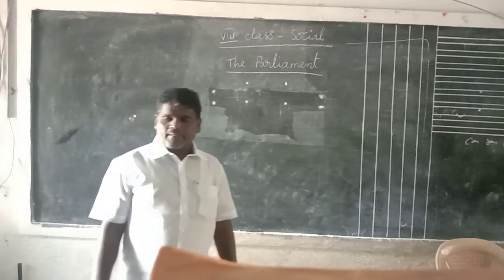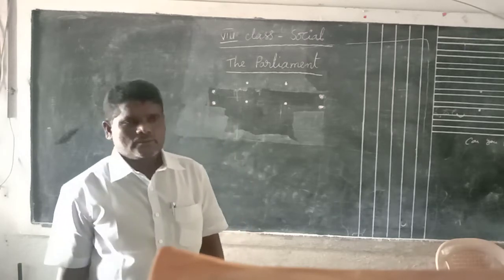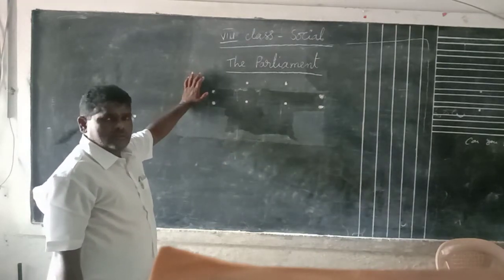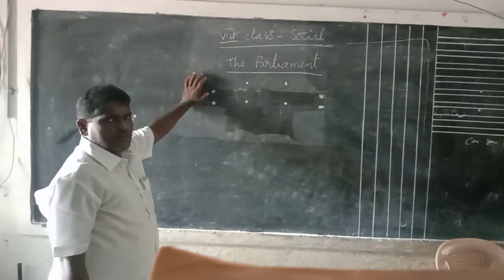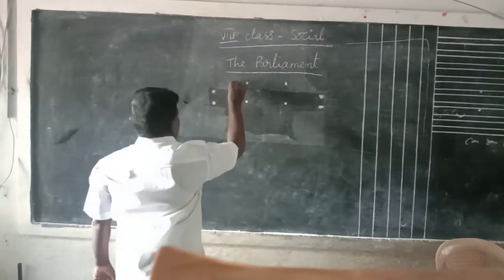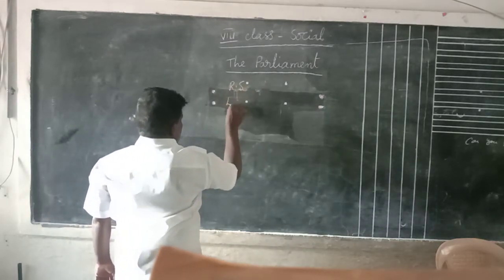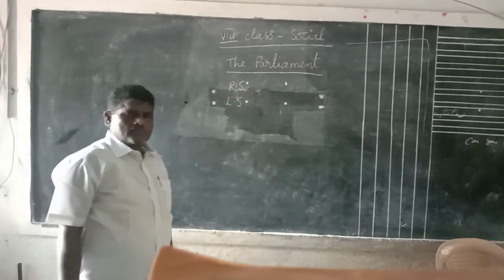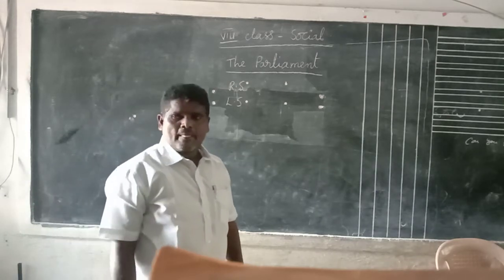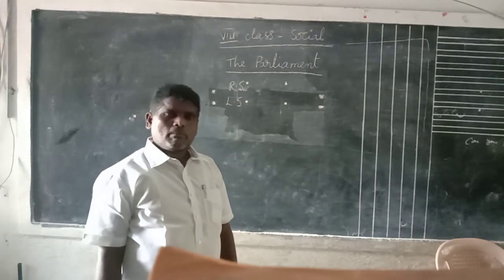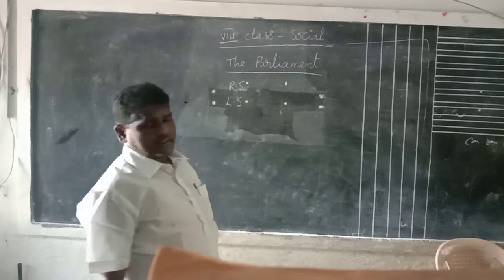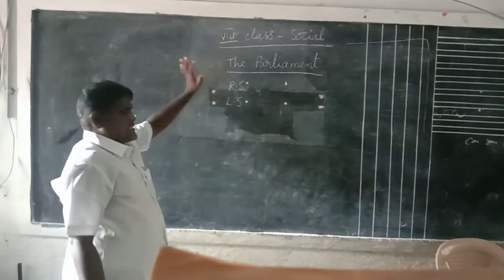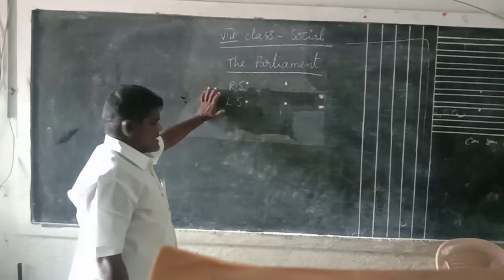In our Indian parliamentary system, our Indian parliament, there are two houses. Number one, Rajya Sabha. Number two, Lok Sabha. Parliament means president plus Lok Sabha plus Rajya Sabha equal to parliament. Here, RS is short for Rajya Sabha, LS means Lok Sabha.